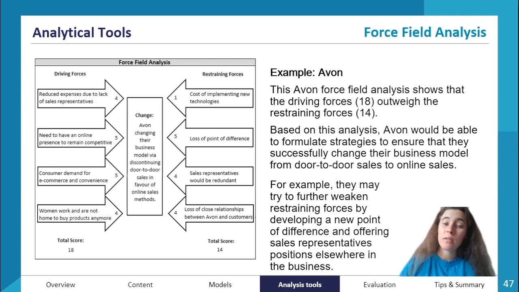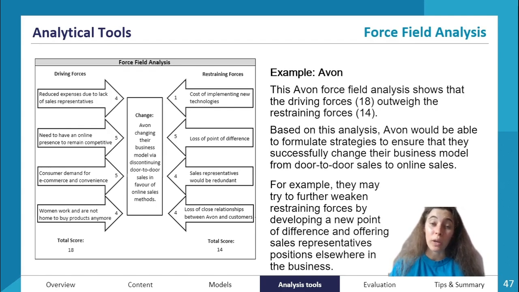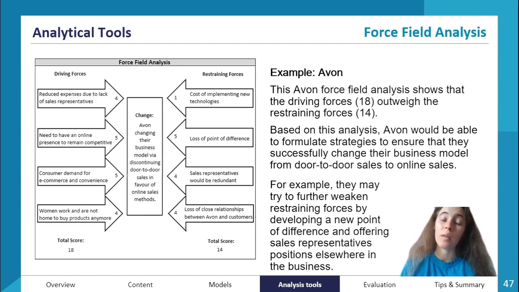Losing the point of difference, Avon was different because of its door-to-door method. So the business would need to think about how to position itself as being unique in the market to continue to attract people. Sales representatives would be redundant as a result of this change, and that's something that the business would need to consider and manage to make sure that it has good relationships still with existing employees, people who are going to continue to work in the business, and also those who are leaving the organization.